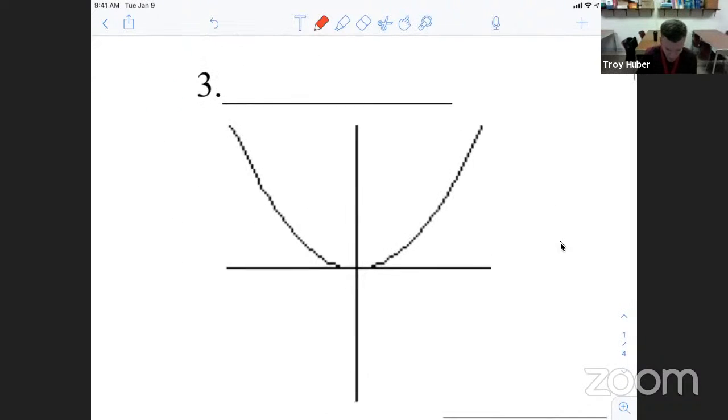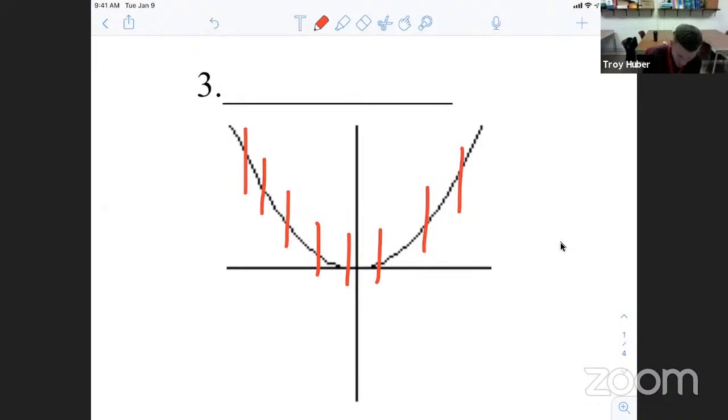In our third one, we're back to another graph. So again, we can try our vertical line test. We can make a whole bunch of those vertical lines and see how each vertical line only hits 1 point on your graph. So this one would be a function. Yes.